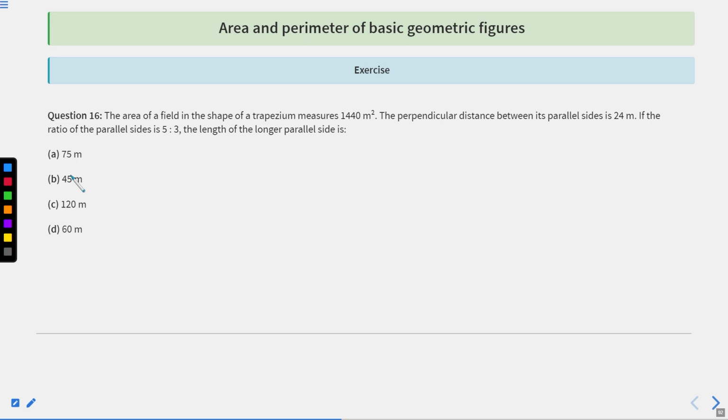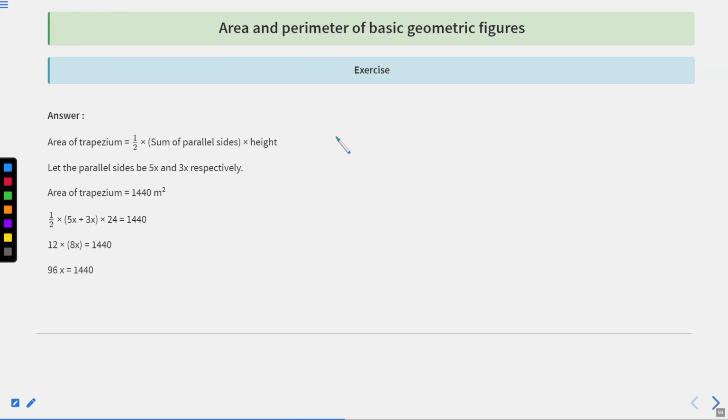Moving on to question number 16, the area of a field in the shape of trapezium measures 1440 meters square. The perpendicular distance between its parallel sides is 24 meter. If the ratio of parallel sides is 5 is to 3, the length of the longer parallel side is. So we are asked to find the length of the longer parallel side. So let us have a look over the solution. So area of trapezium is given by half into sum of parallel sides into height. Let the parallel sides be 5x and 3x respectively. This information is already given to us in the question.